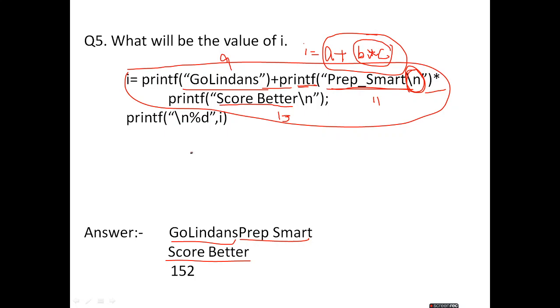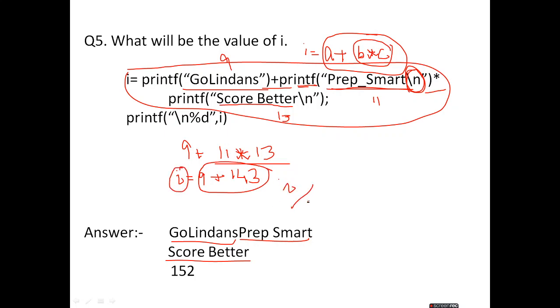Okay. So the whole expression becomes 9 plus 11 into 13. Now first we need to perform the multiplication operation. So this is performed: 11 into 13, which is equal to 143. Now 143 is added with the 9 to get the answer. So this whole value will be stored in the variable I. So I is equal to 152. So 152 is stored in I, which is printed here. So our answer is 152.